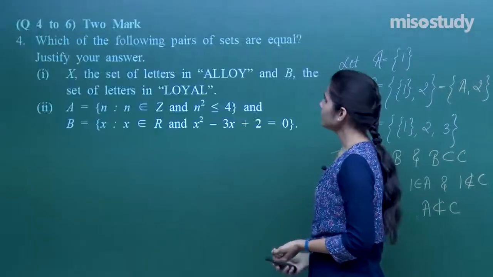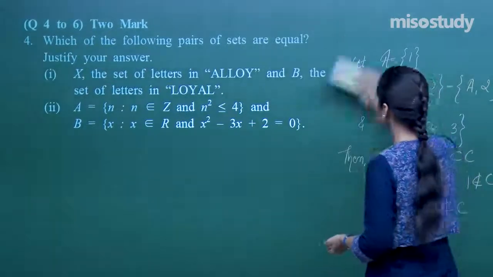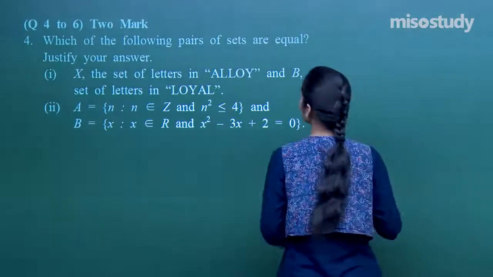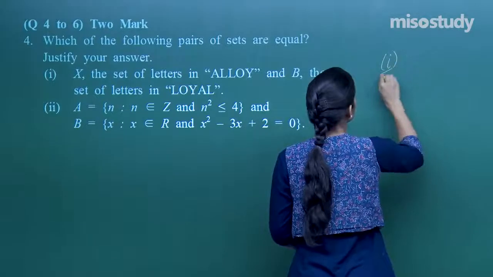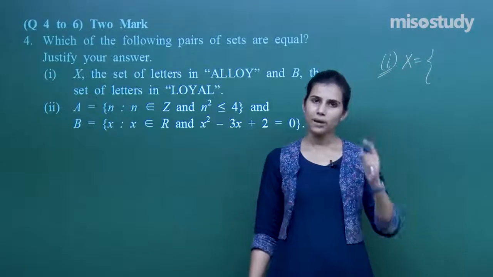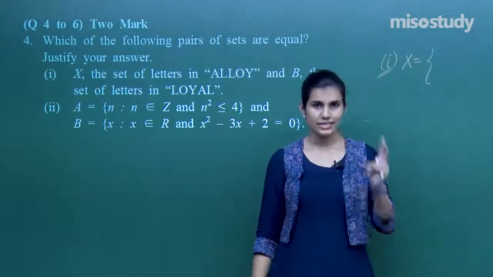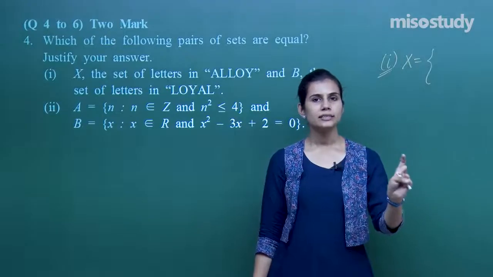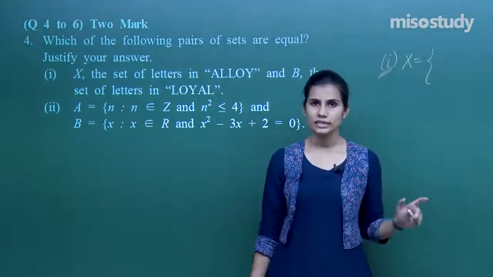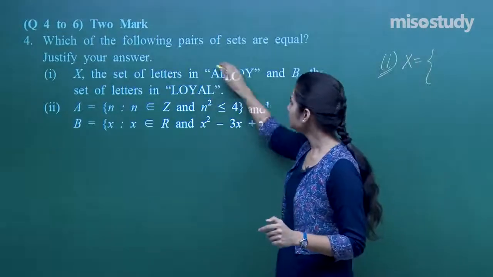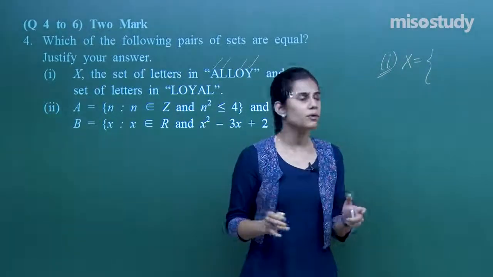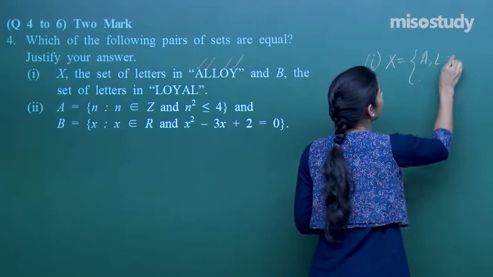Clear? Moving to the next question we have, which of the following pairs of sets are equal? Justify your answer. The first one says X is the set of all letters in the word alloy. So X is what? When I write set of letters in the word alloy, I am avoiding repetition, I am avoiding ordering concern. The ordering of elements inside the set is of no concern to me, right? And if I have repeated letters inside the set, that is of no concern to me. So over here you can see the distinct letters are A, L, O and Y. So when I make the set of all letters sitting in the word alloy, that would be A, L, O, Y.